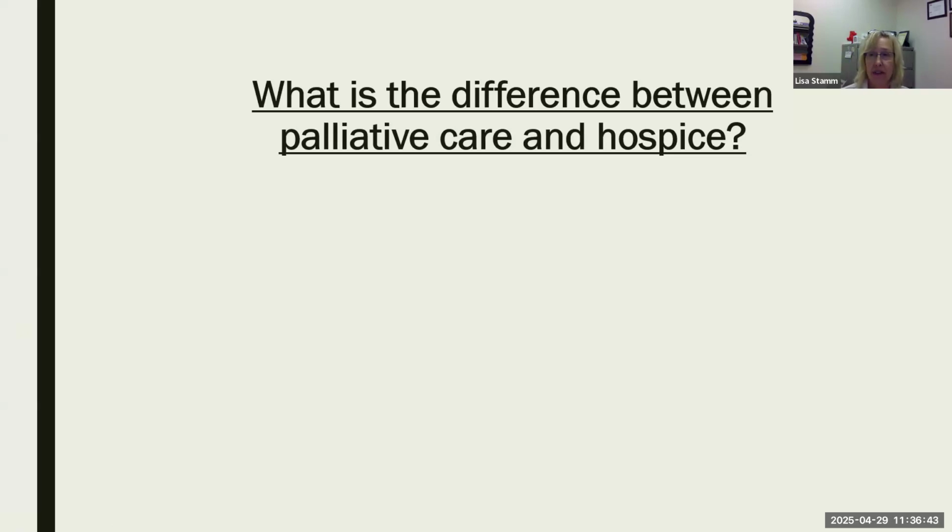So what is the difference between palliative care and hospice? Because that's important for you guys to understand the difference. Just type in what you think. Let's talk about palliative care. So what is palliative care? So palliative care is a relief of symptoms longer than 6 months, and that's correct.